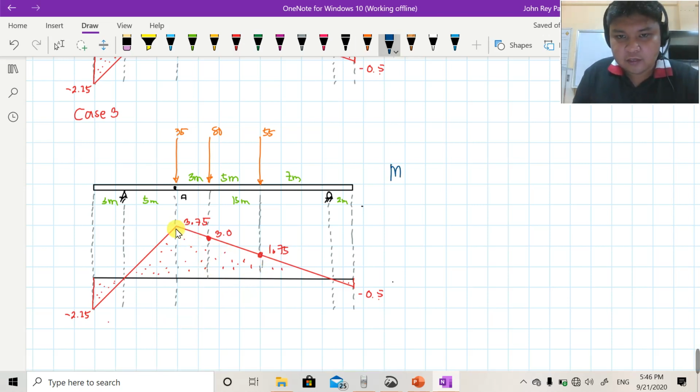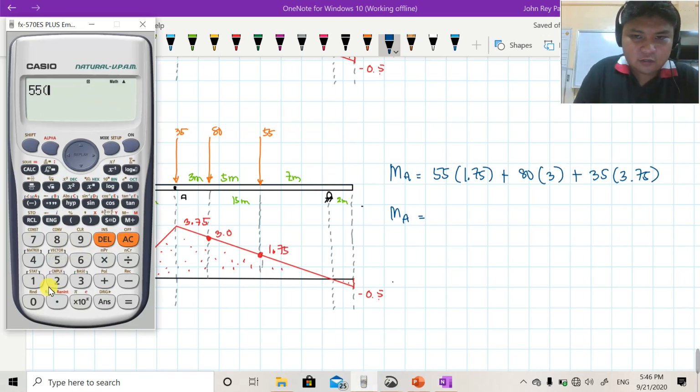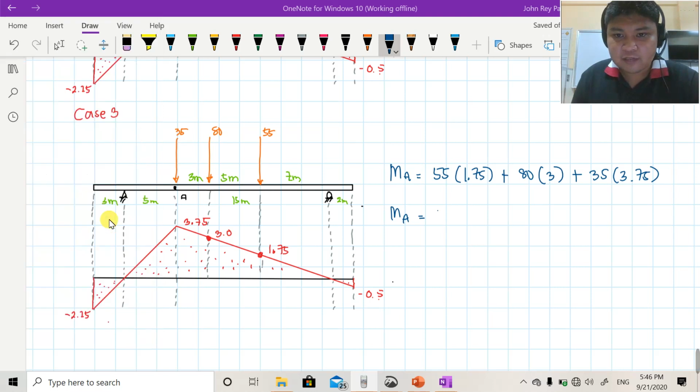So, therefore, the moment at A will be, yun na lang, 55 times 1.75 plus 80, 3 plus 35, 3.75. So therefore, the moment at A to be calculated here is equal to 55, 1.75 plus 80 times 3 plus 35, 3.75. So, ang sagot natin is 467.5 kilonewton meter. So, ito na class ang sagot.